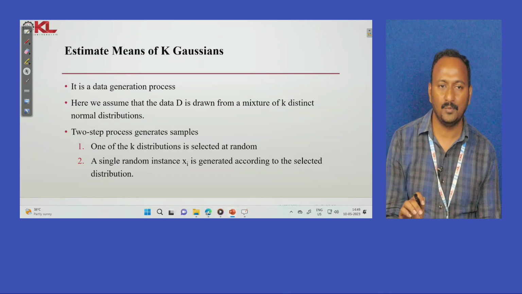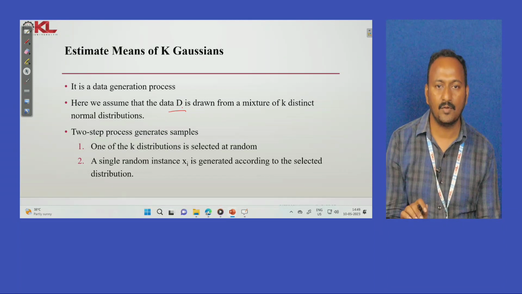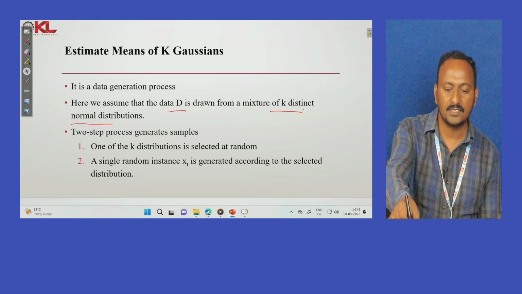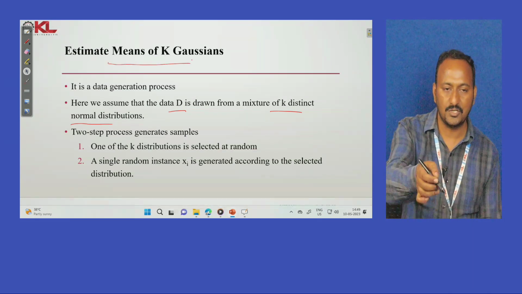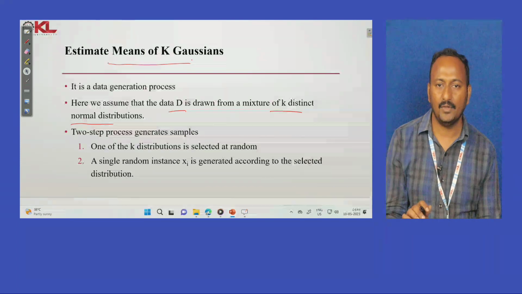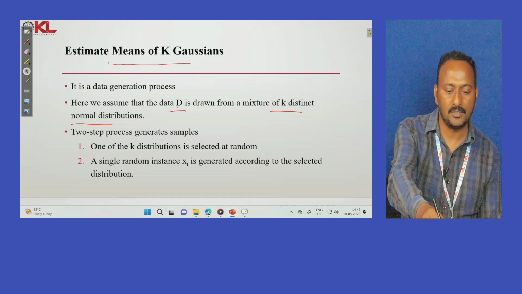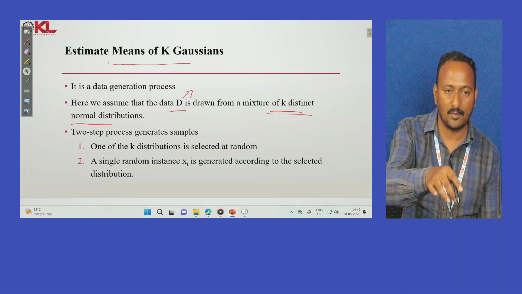Here we assume the data as capital D, and this is drawn from a mixture of k distinct normal distributions. Why do we consider k distinct normal distributions? Because we are estimating the means of k Gaussians. So the total data is denoted as D, and this data is generated or formed by the mixture of k distinct normal distributions.